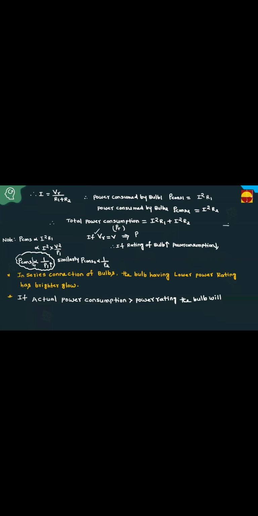For example, there are two bulbs connected like this. I apply a 230 volts supply voltage. Let each bulb's rating also be 230 volts. I'm not talking about the voltage across each bulb. Each bulb's rating is also equal to the rated voltage.